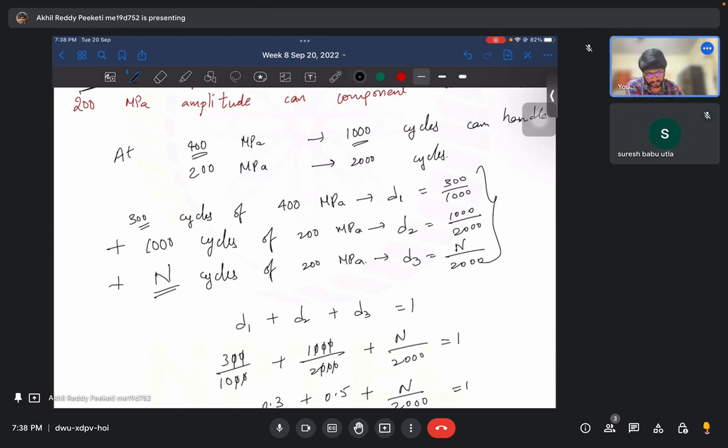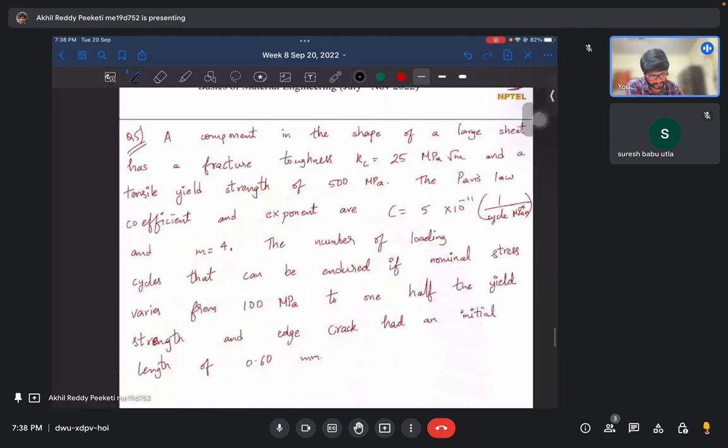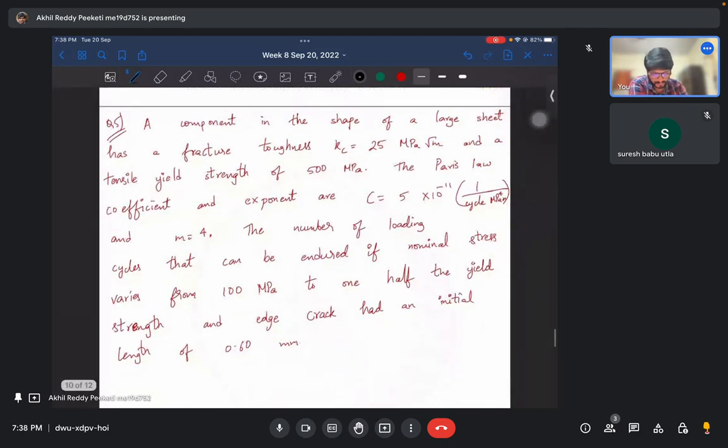Now next question. Yeah, this is a little complex question. Now we have a component in the shape of a large sheet. Okay, and then fracture toughness.